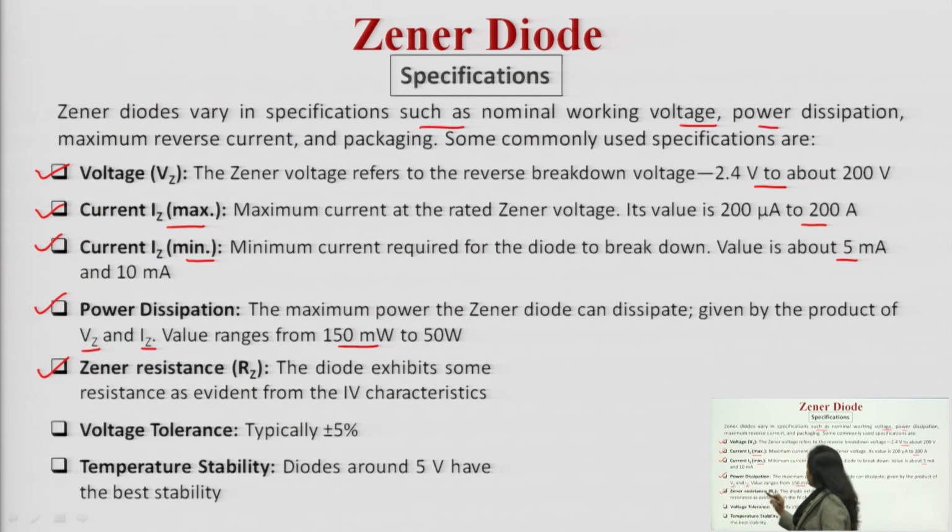Zener resistance, you can also calculate how much resistance it is going to offer. From Ohm's law, V is equal to IR, you can calculate the resistance. So, resistance is voltage upon current. Voltage tolerance is typically plus minus 5%. Temperature stability means diodes around 5 volt have the best stability. So, these are all the important specifications which you must remember, right?